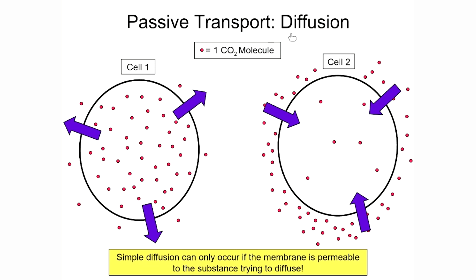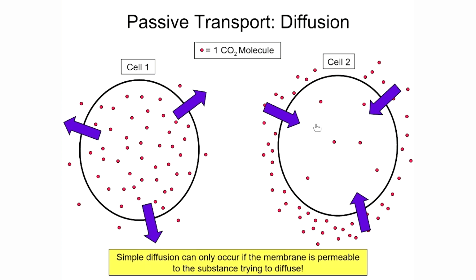If you look at this cell over here, so cell 2 on the right side of your slide, you'll notice here's the opposite situation. So we've still got these carbon dioxide molecules, and we've got a higher concentration, in this case, of them outside of the cell, a much lower concentration of carbon dioxide molecules inside the cell.